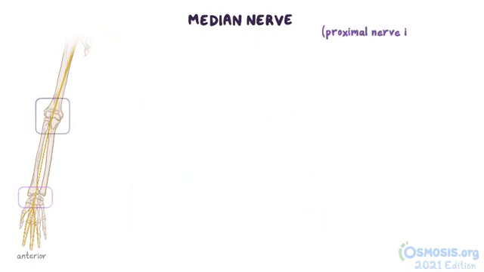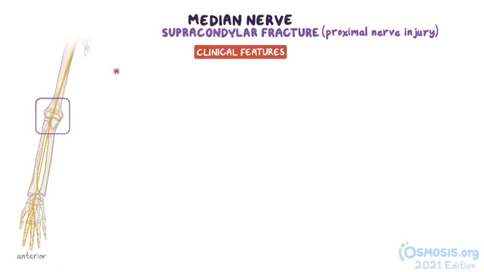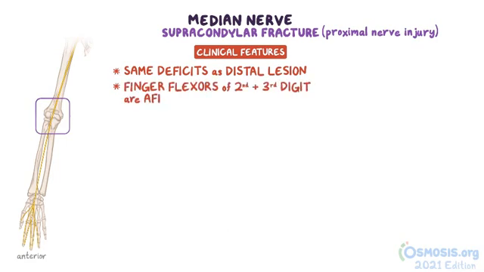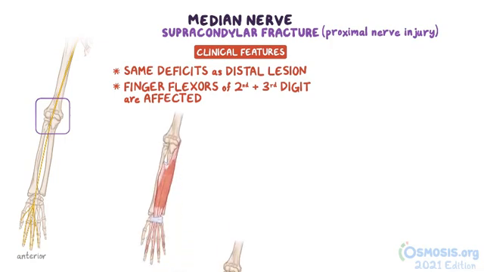Now, in a proximal lesion to the median nerve, as in a supracondylar fracture, we have all of the same deficits as in a distal lesion. But now, all of the finger flexors of the second and third digit are also affected, such as the flexor digitorum superficialis and the lateral half of flexor digitorum profundus.